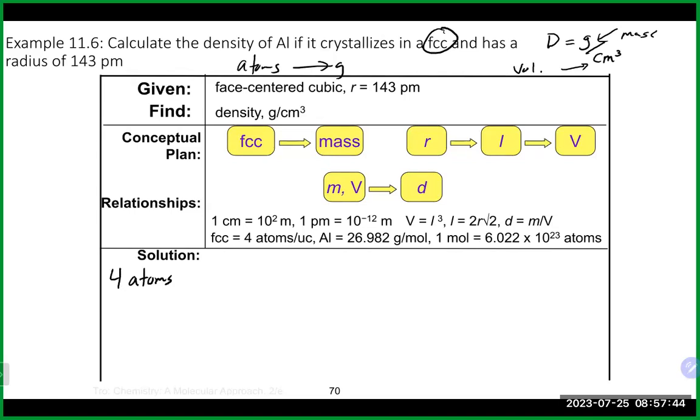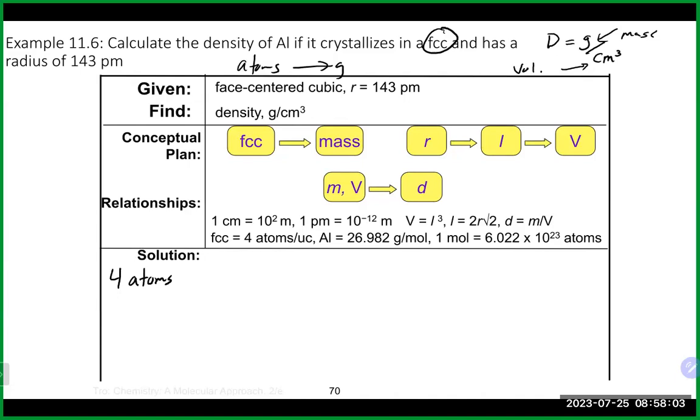If I wanted to go from atoms to grams, the key word there is atoms, which means our good friend Avogadro needs to come into play, right? We could use Avogadro's number to go from atoms to moles, and then we could use the molar mass to go from moles to grams. So that's, again, why it's important to know how many atoms you got going on in these.